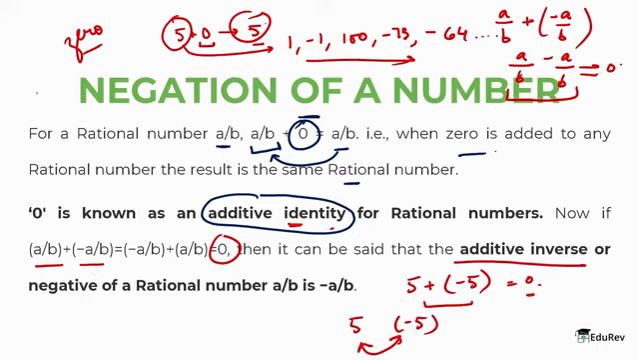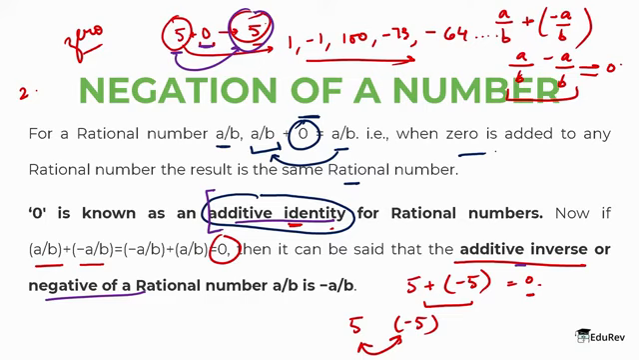So in this slide, we actually learned about two things. The first topic which we learned was the additive identity of rational numbers. That is, whenever 0 is added to any number, we will get that number back again. The second concept which we understood was the additive inverse. That means whenever any number is added to its negative, we will get 0. And that number is known as the additive inverse or negative of a rational number. I hope you have understood this.